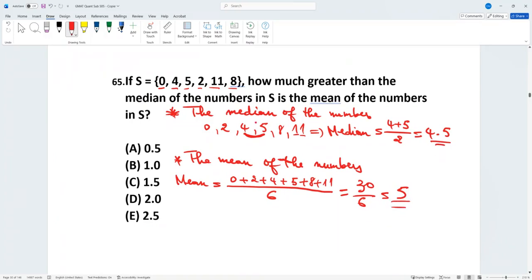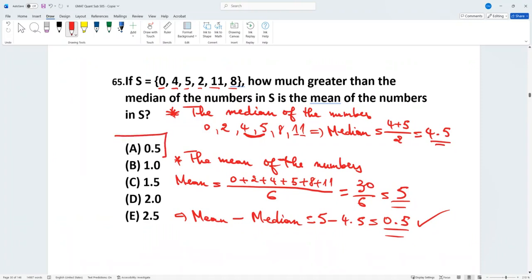The question is, how much greater than the median is the mean? So simply saying that mean minus median is how many? Okay, so we have the mean, which is 5, minus the median, which is 4.5. This is going to give us 0.5. That's the answer. So answer E here in our answer choices, 0.5 is the correct answer. That's how you find the solution to this question.